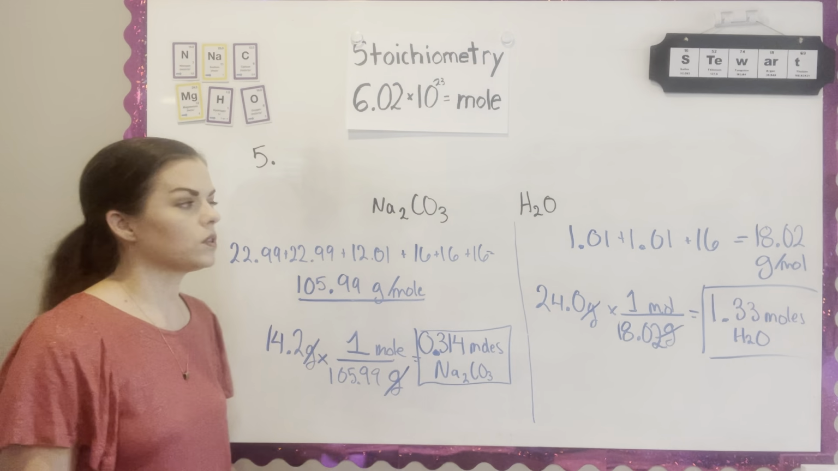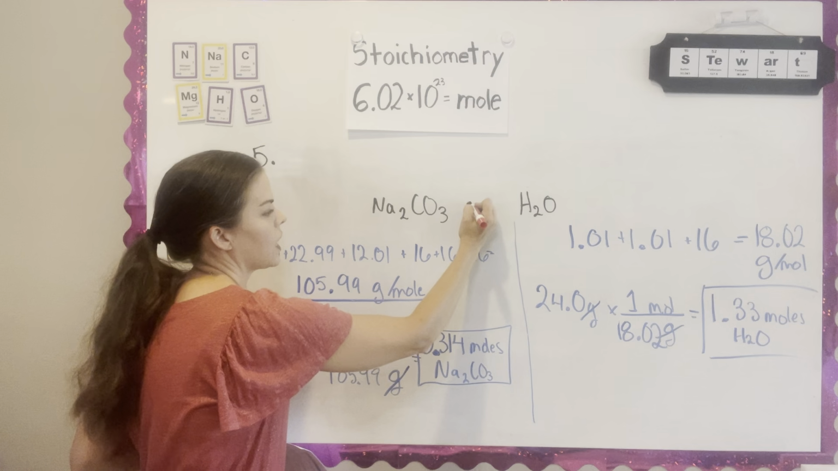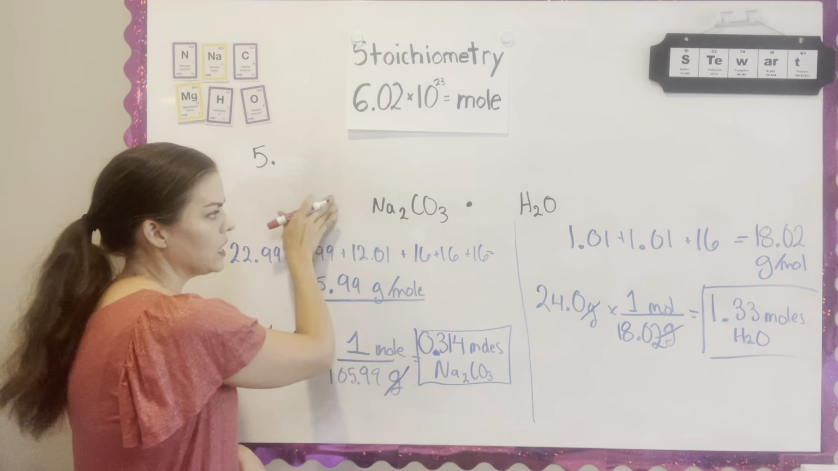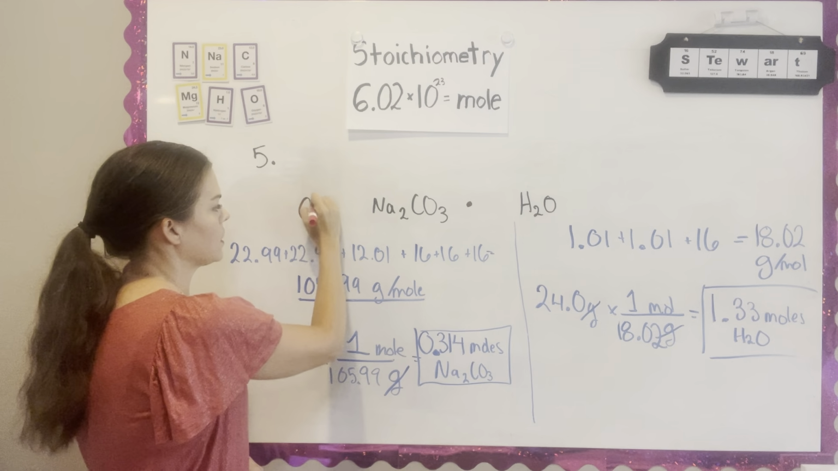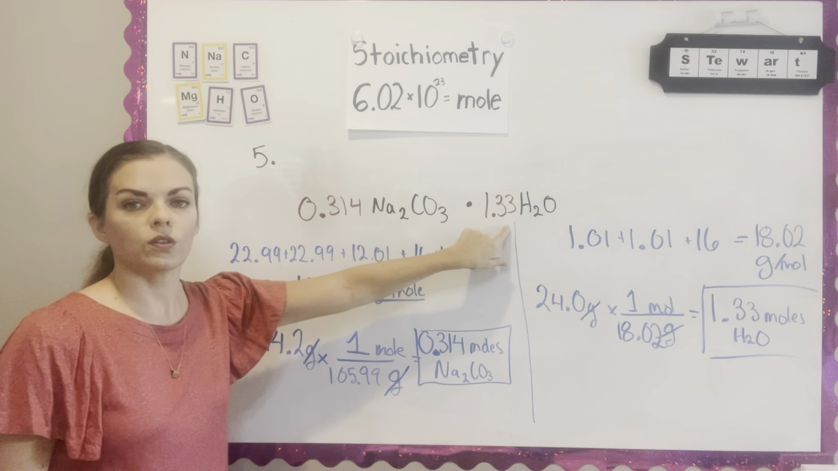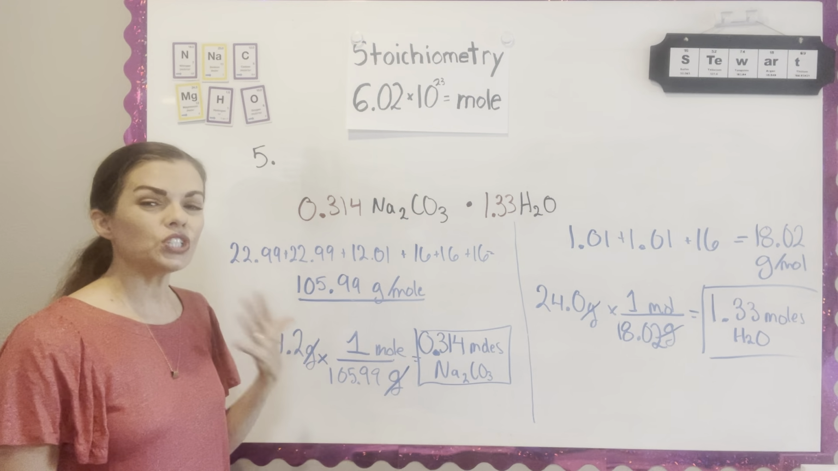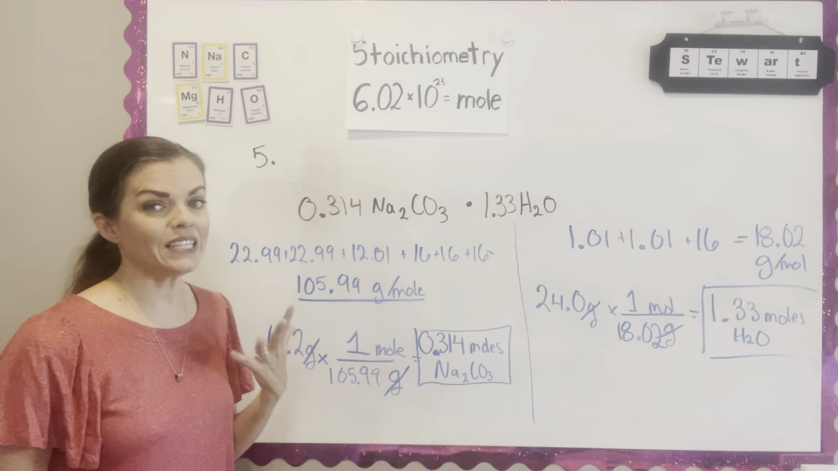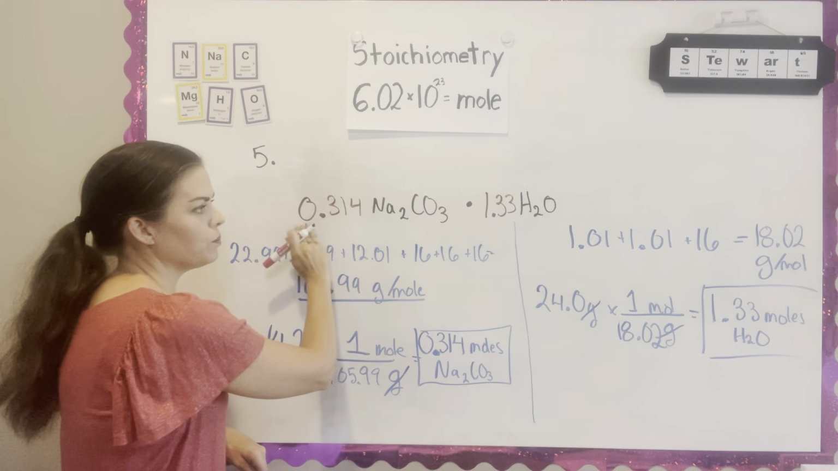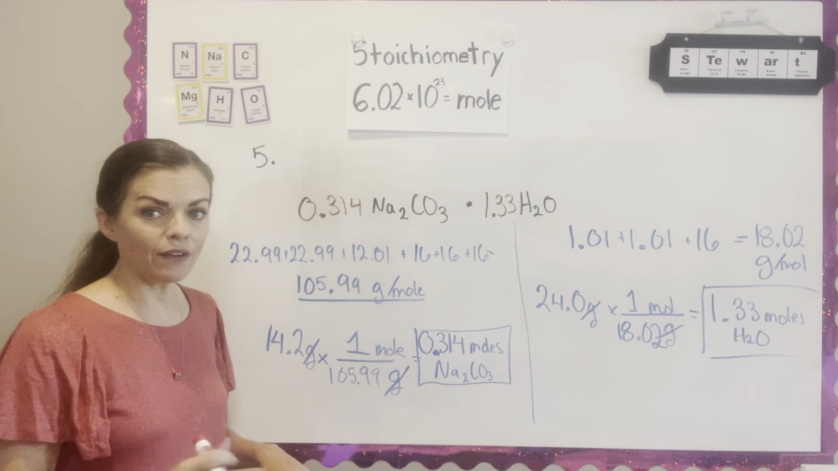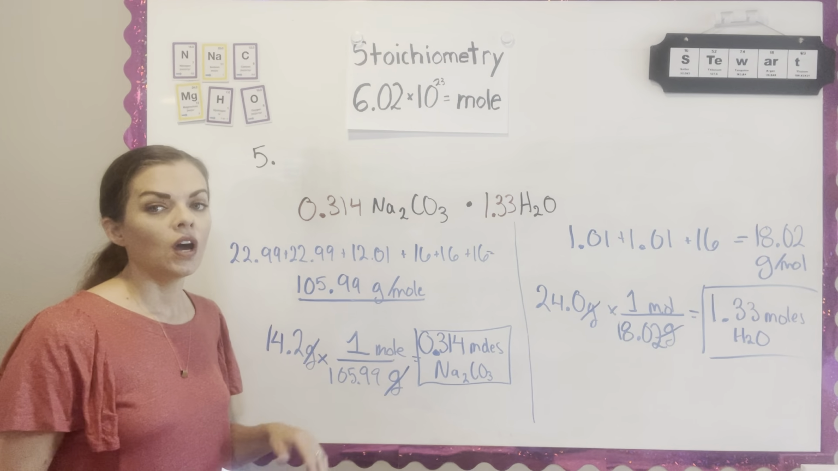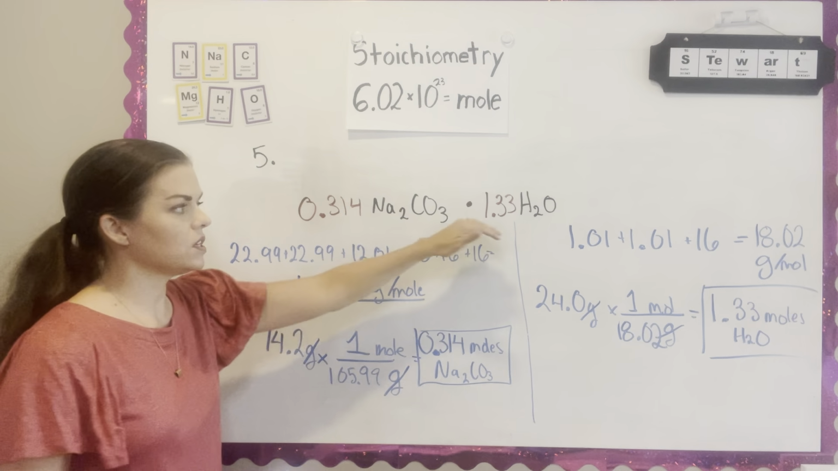So when you do something with a hydrate, they're going to put a little dot in the middle, and you may be tempted to take these ratios and put it in front and say something like 0.314 moles reacts with 1.33 moles of water, which is not incorrect, except if you remember from balancing chemical equations that we cannot put decimals here. These have to be whole number ratios. And so I have to figure out a whole number ratio that these are reacting in.